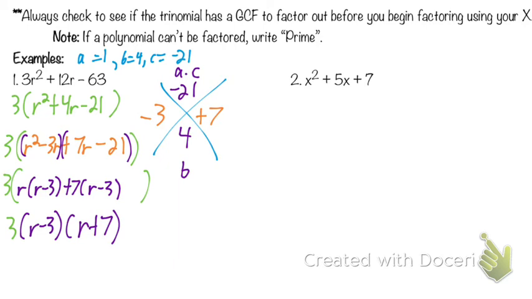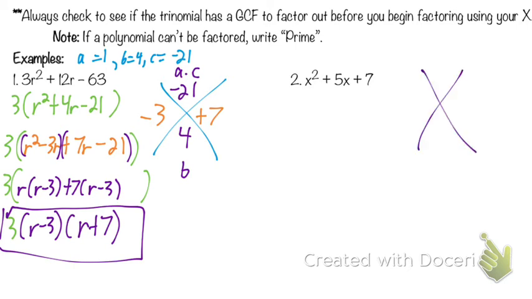Mr. Costle, what would happen if I didn't take the GCF out right away? Well, let me show you. Thanks for asking. So you have these massive numbers, and 3 times negative 63 is negative 189, and you have to find a negative and a positive that add up to 12. Isaac, did you end up finding those earlier? Yeah, it's negative 9 and 21. Okay, negative 9 and positive 21.